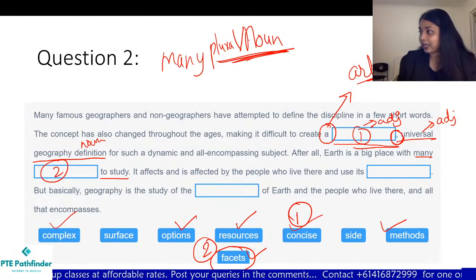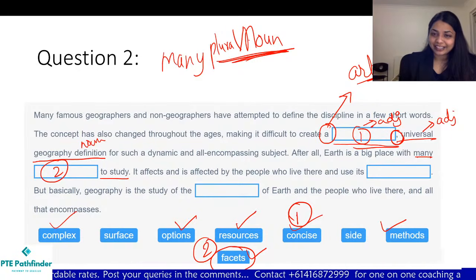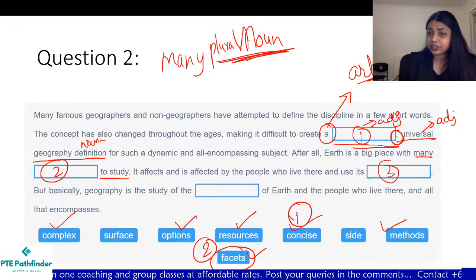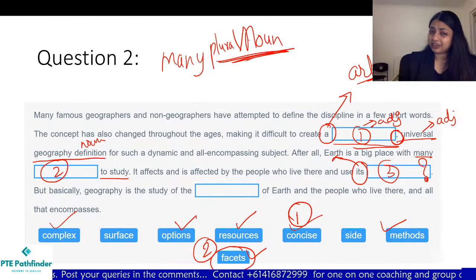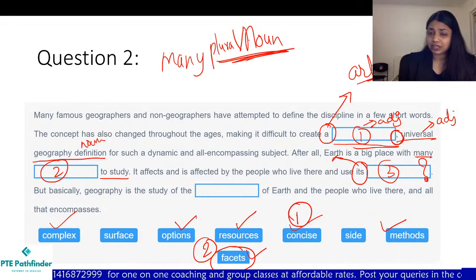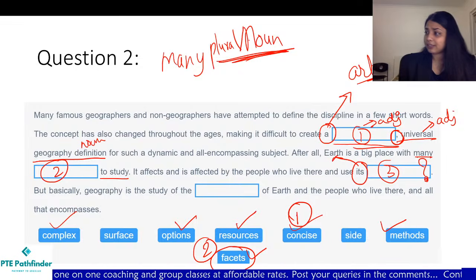All right, so now let's have a look at the next sentence and find out what we need for the third blank. So it says it affects and is affected by the people who live there and use its dash. So use its what? Use Earth's what? Earth's surface or resources. What can we use? Think about it from the meaning's perspective, guys. What would be the third answer?